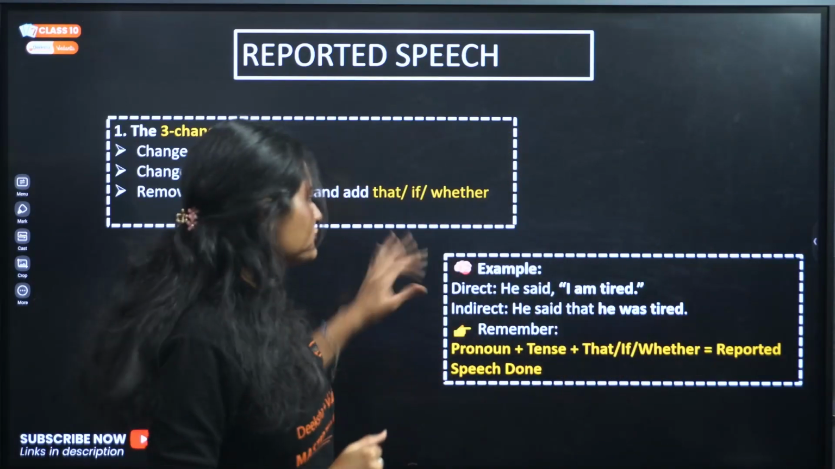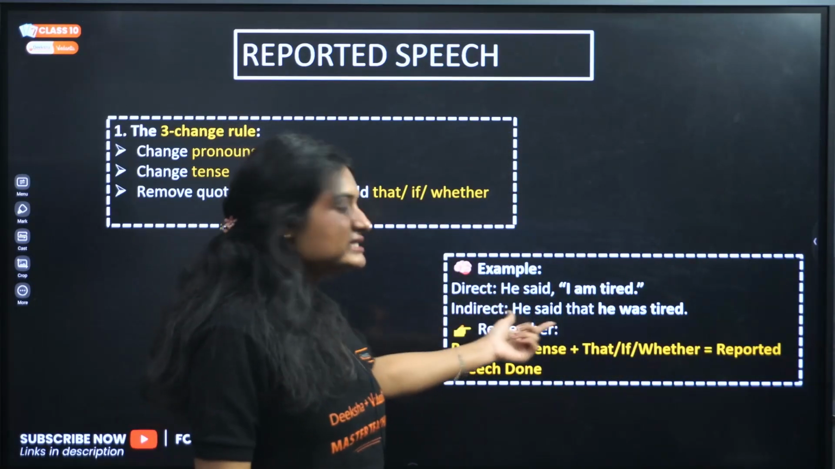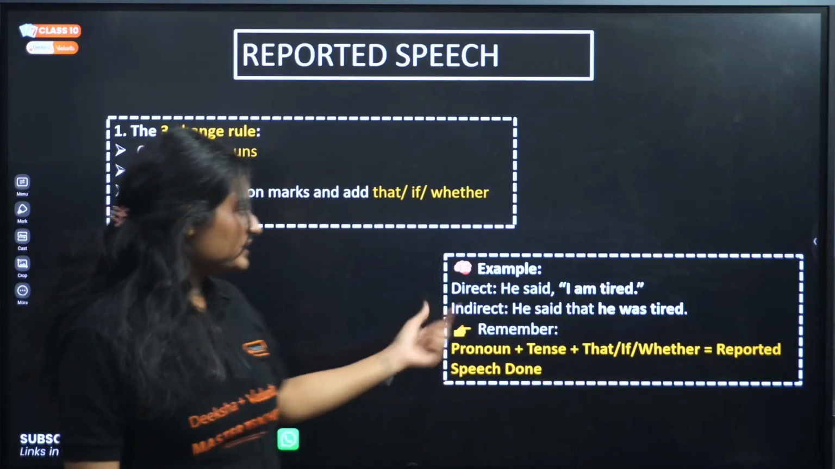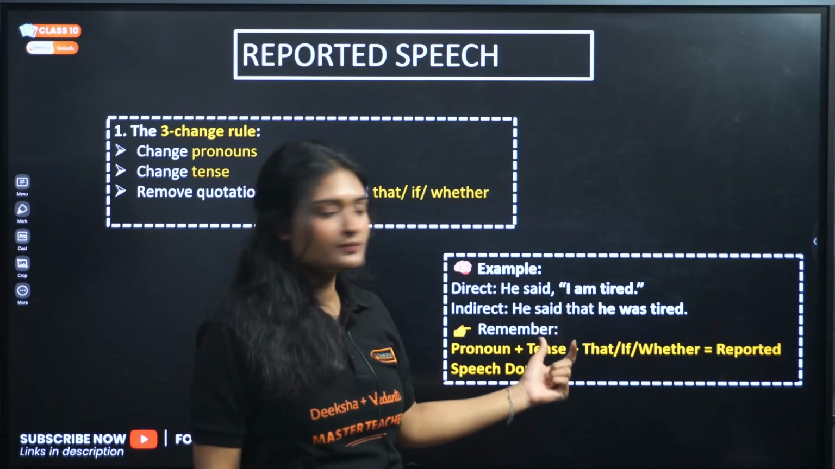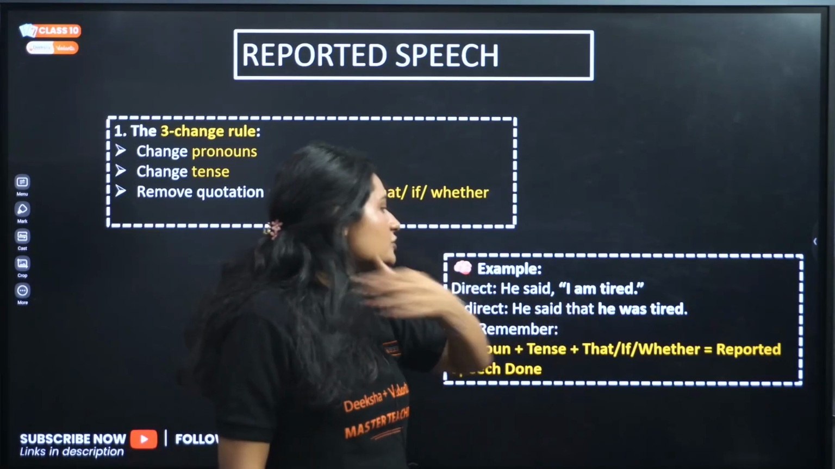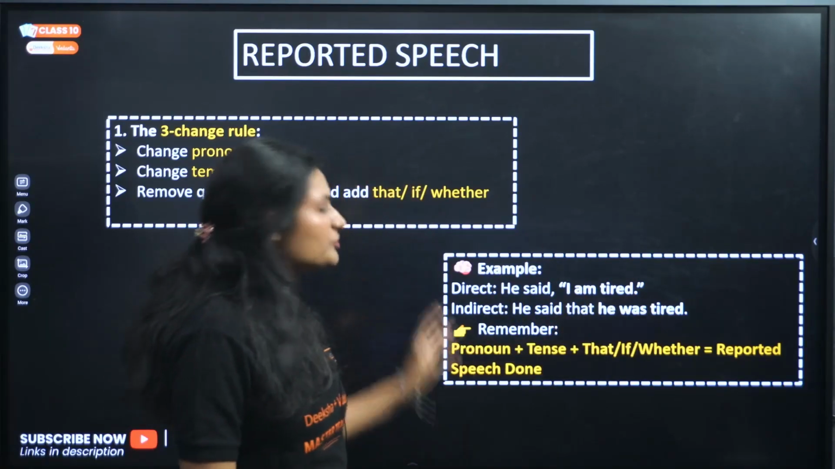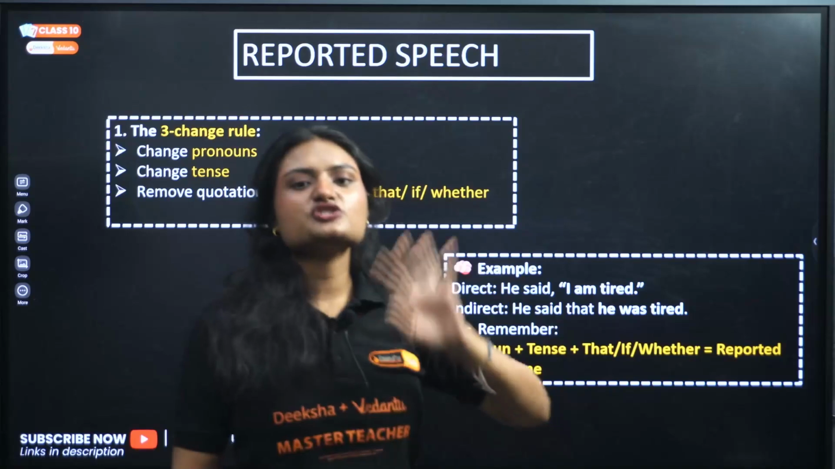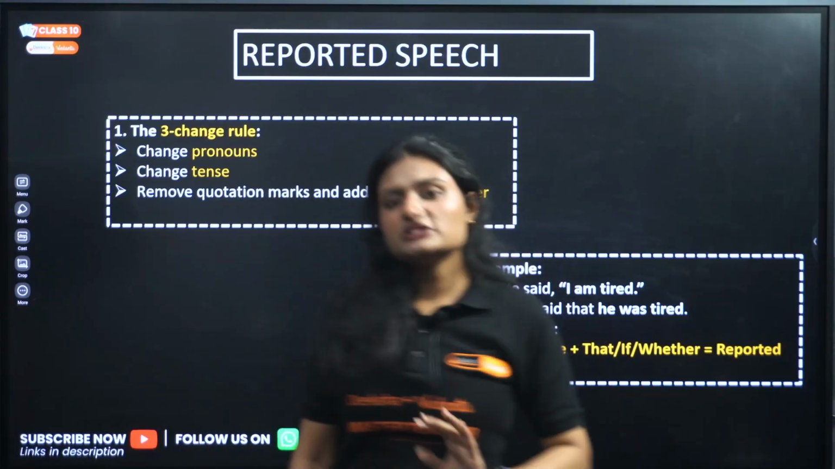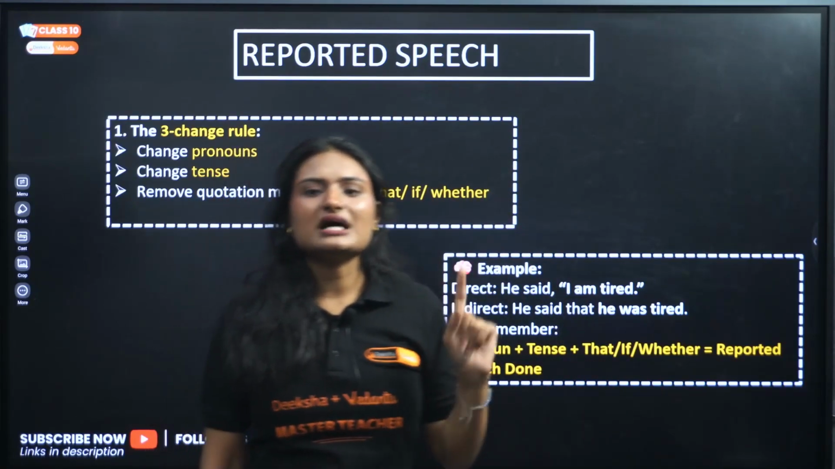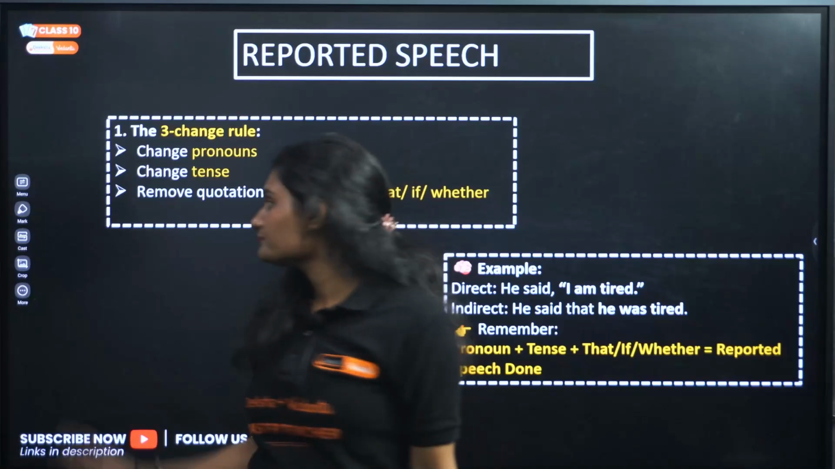In reported speech, for example, the direct speech is he said I am tired. Indirect will be he said, and then in place of quotation mark you add the word that, he was tired. You change the pronoun, you change the tense, was, right? Tired. So remember, always change the pronoun, change the tense, and then you remove the quotation mark, and in place of quotation mark you add that, if or whether.